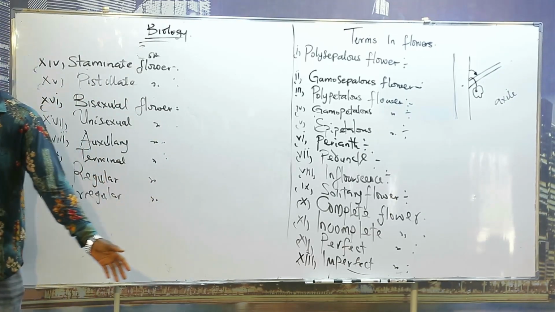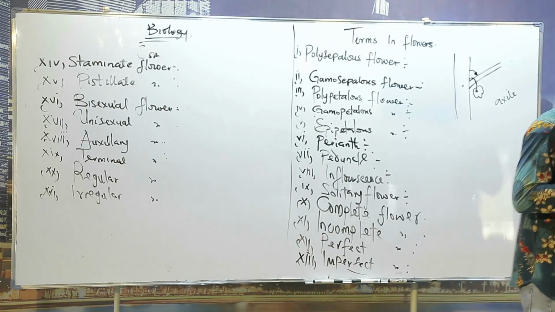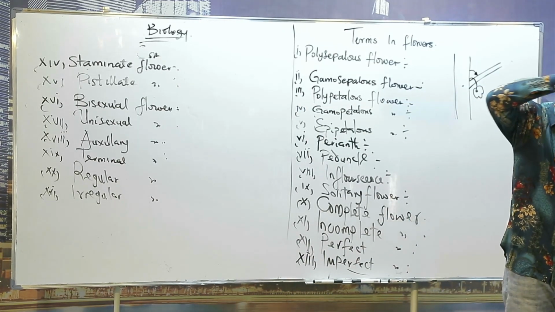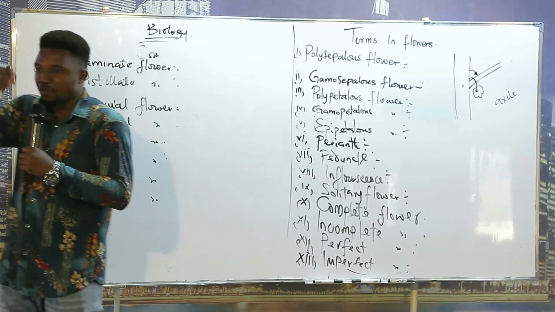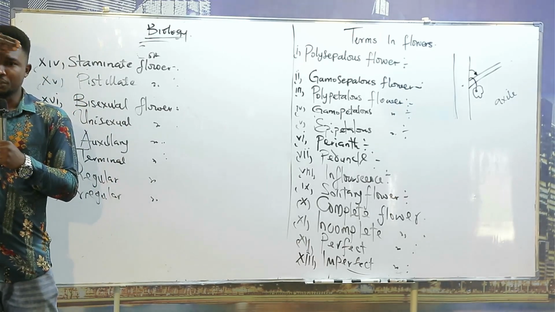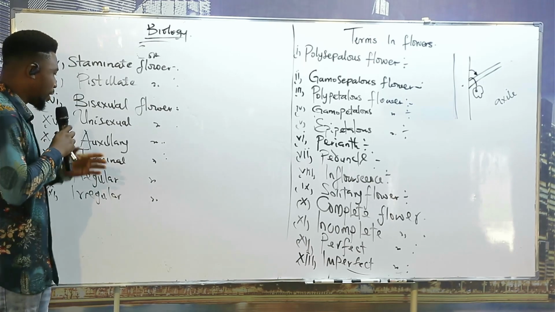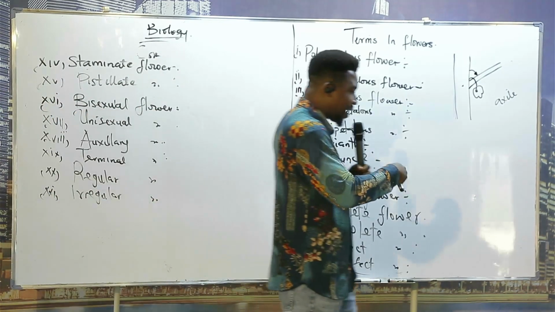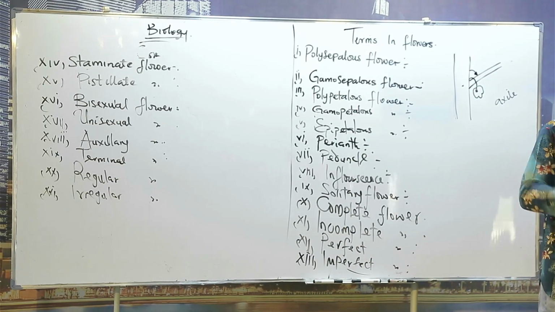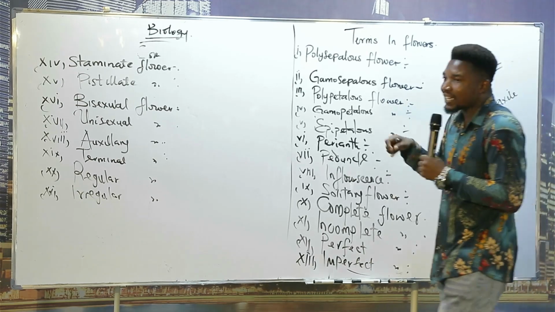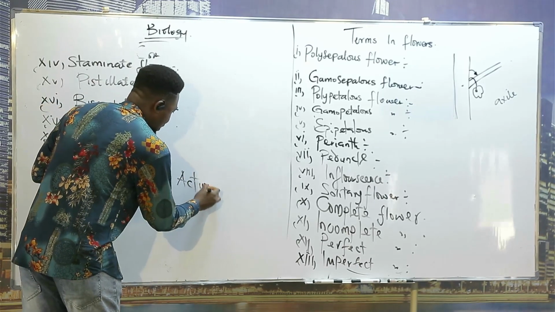What is a regular flower? Now, listen, please. There are some flowers, if you look at them, the petals are well arranged, and the sepals are also well arranged. That means if you look at the top view, you can divide it into equal parts. That is what we call a regular flower, because the petals and the sepals are identical and well arranged. Another name for regular flower is actinomorphic flower.